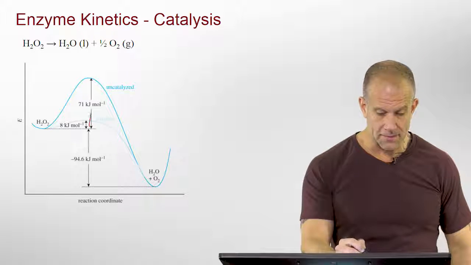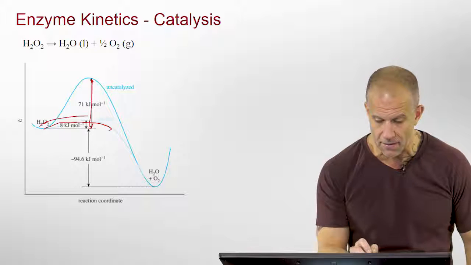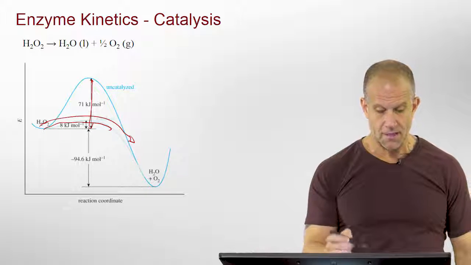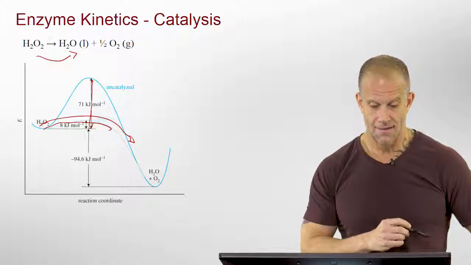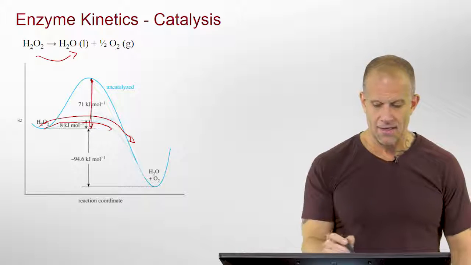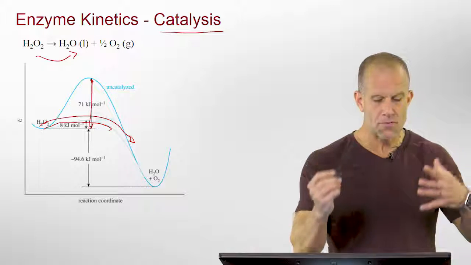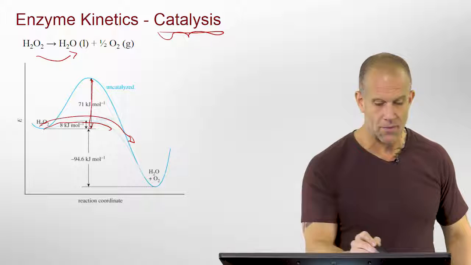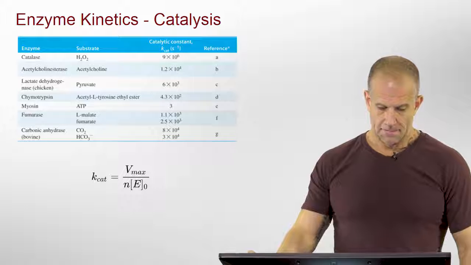So again, we go from something with a very large activation barrier to almost no activation barrier for it to be able to go from reactants to products. This is a good example of an enzyme, or a protein, being used as a catalyst, which we therefore call an enzyme.